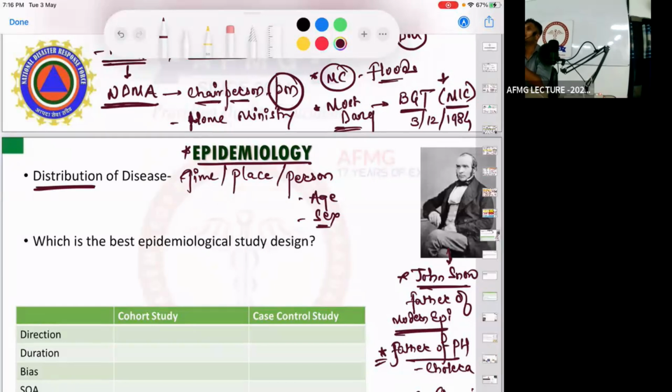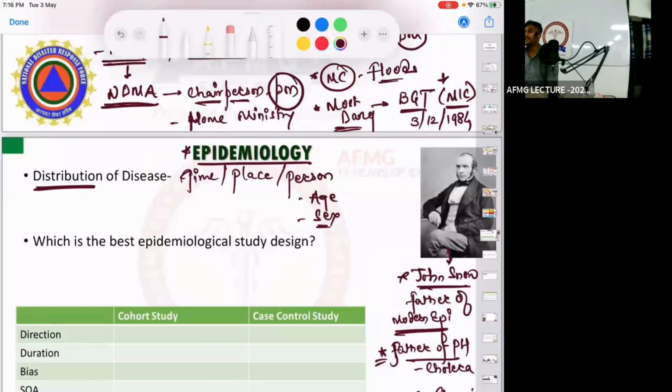Or sex distribution. Diabetes is more common in males. मीठा कौन खाता ज़्यादा? Male. Like life expectancy किसकी ज़्यादा होती है? Females. Therefore, hypertension and cataracts are more common in females.